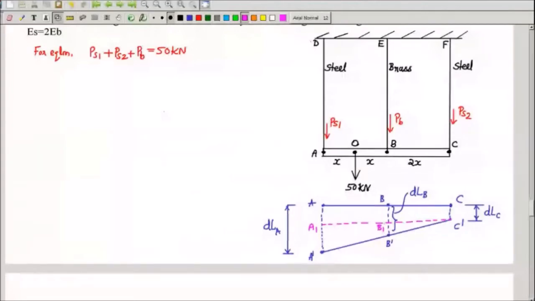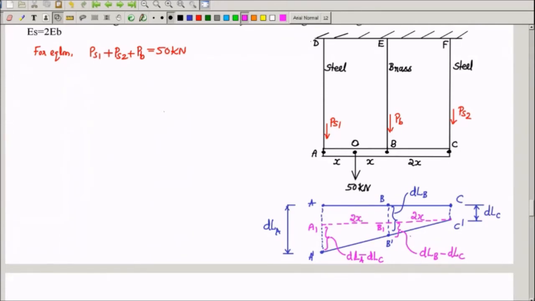Kinematic condition is that only. If I can get some relationship between those three parameters, then I'll be able to use the equilibrium condition with that and I'll be able to solve. Now, this AA1 is nothing but DLA minus DLC, because it is AA dash minus A1A dash. Similarly, this is B1B dash, DLB minus DLC. The distance between A and B is what? 2x, and the distance between B and C is also 2x.